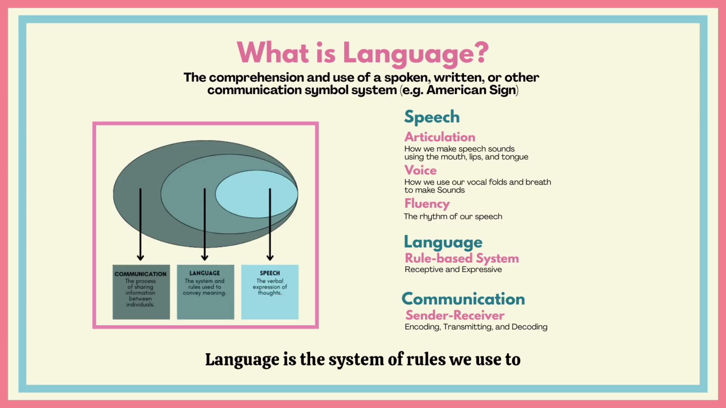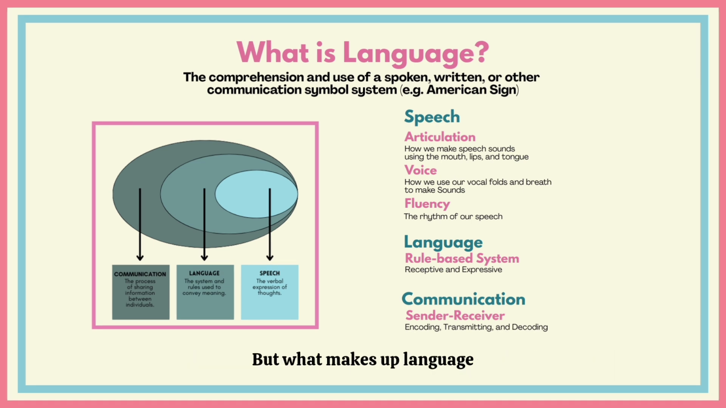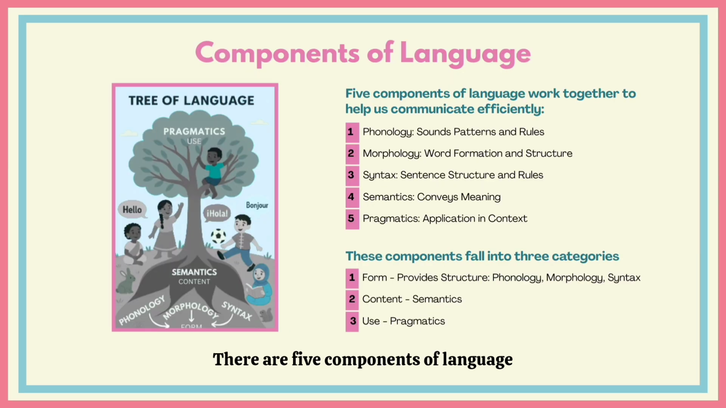Let's get started. Language is the system of rules we use to express thoughts and feelings. Speech is the verbal expression of our thoughts. Communication is the exchange of ideas between parties. Speech and language interconnect to make communication possible. But what makes up language? There are 5 components of language: phonology, morphology, syntax, semantics, and pragmatics.